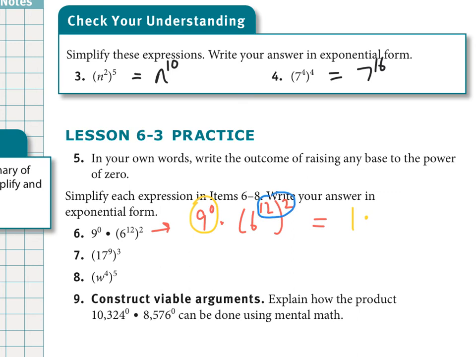It's a power to a power, so we're going to multiply those. 12 times 2 is 24. So we have 1 times 6 to the 24th, and 1 times anything is just that thing. So our answer is 6 to the 24th power.